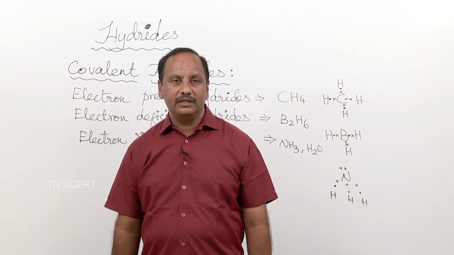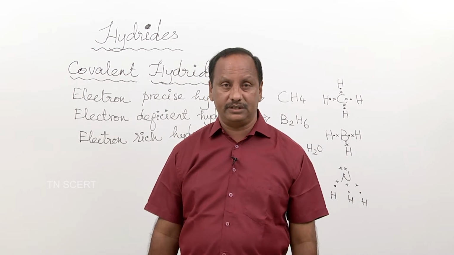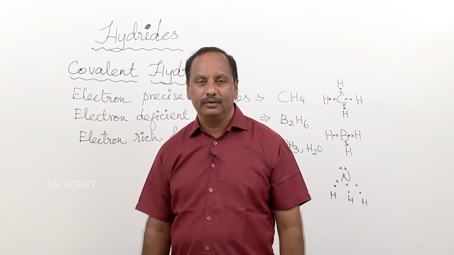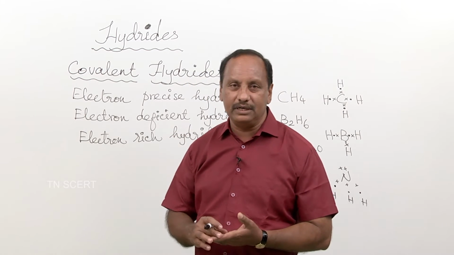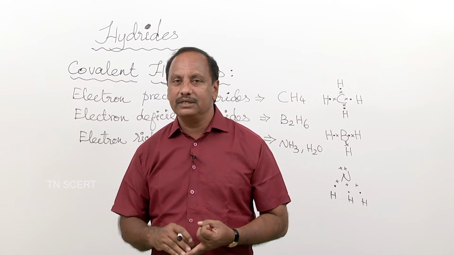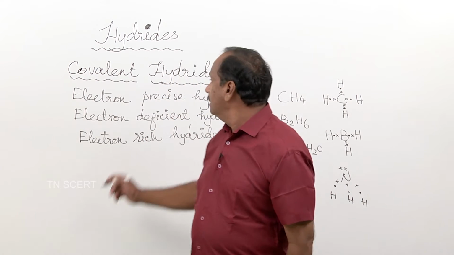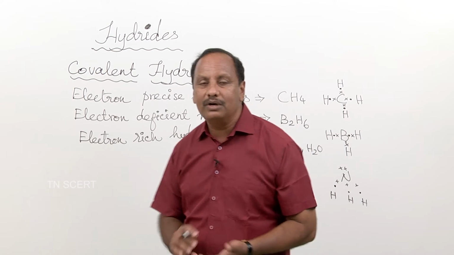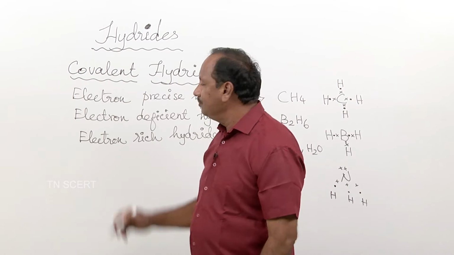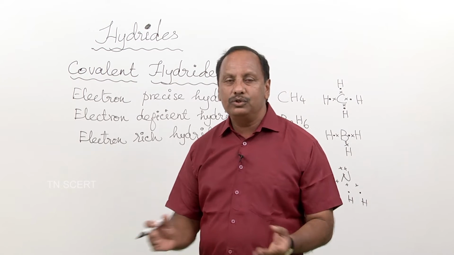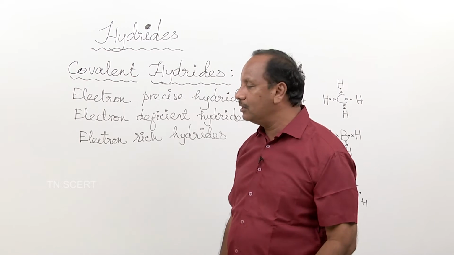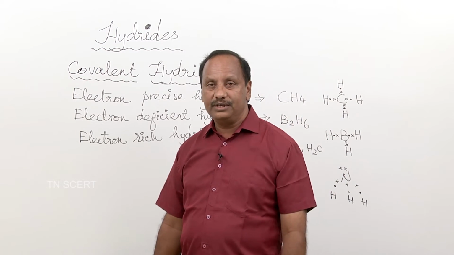Now, let us discuss the second type of hydride, covalent hydrides. What are covalent hydrides? How are they formed? Covalent hydrides are formed between hydrogen and highly electronegative elements such as carbon, nitrogen, phosphorus, etc. In the covalent hydrides, there is a covalent bond between hydrogen and the other element. What is a covalent bond? A covalent bond is formed by mutual sharing of electrons between the atoms.